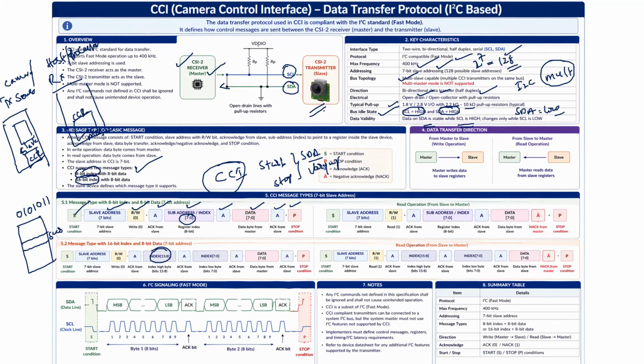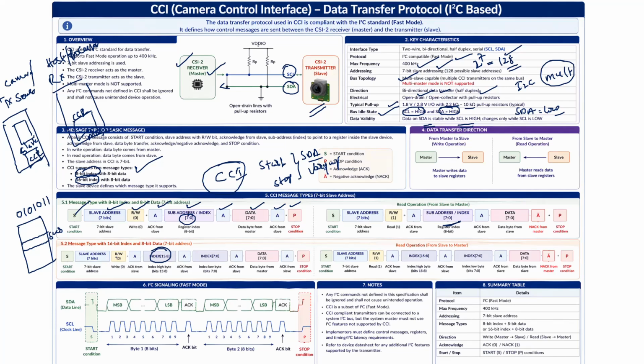We need to maintain that. Okay, so in this read operation, we have two sub addresses: an 8-bit sub address and a 16-bit sub address. Remaining all the things are the same here. So we are getting the message.